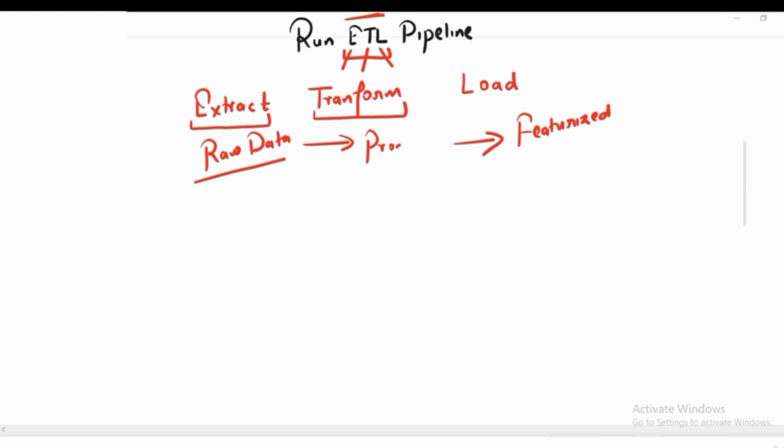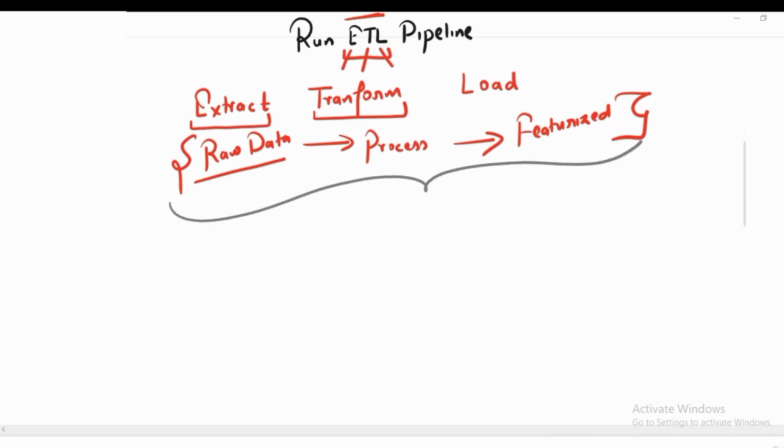By the way, going from raw data, through processing or transformation, to this featureized data is basically done by someone known as a data engineer. A data engineer is someone who is extremely good at databases, data warehouses, SQL, Python, and a couple of other programming languages. In large companies, you may have the pleasure to work with a data engineer, but in small companies, it doesn't happen so.